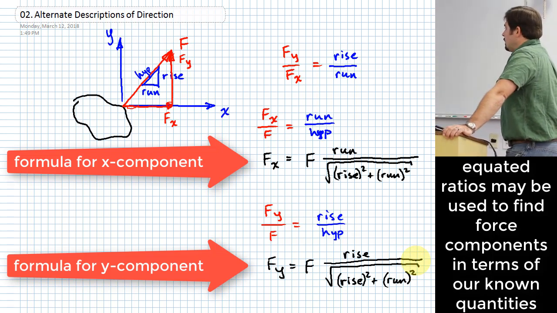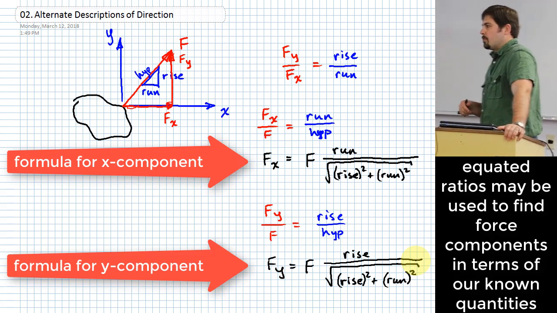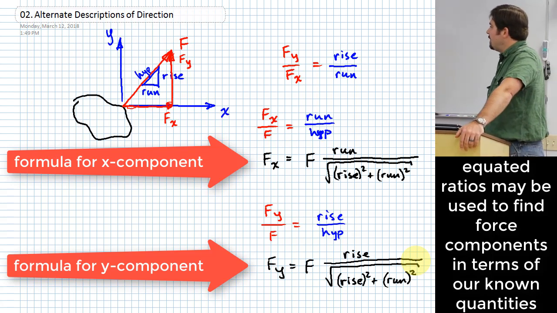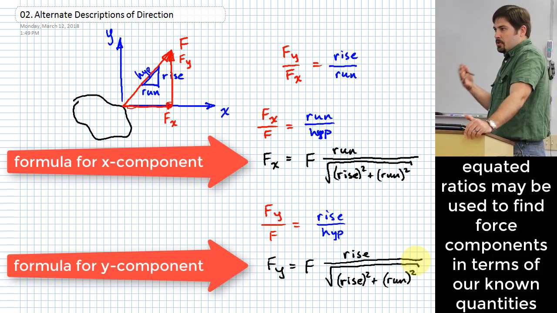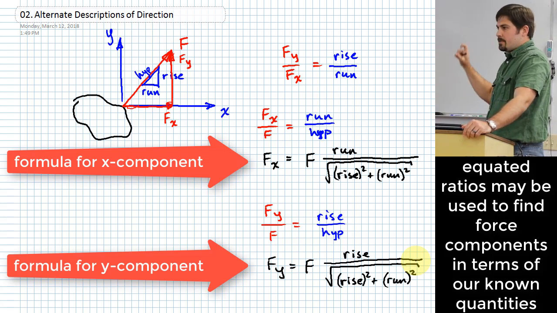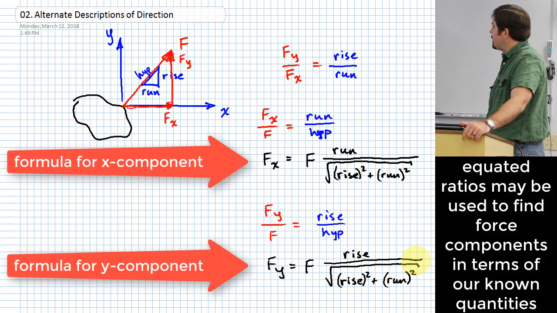And so if you end up getting information about the direction of a force that is no longer an angle, but is instead a slope or rise and run information, you should be fine in terms of coming up with the components of the force. You can just use this method right here. All right, questions about that?